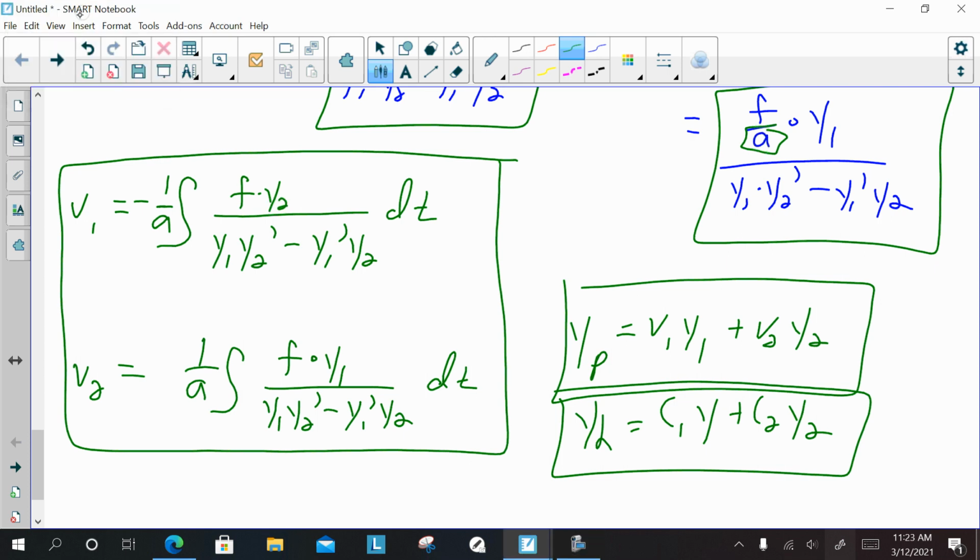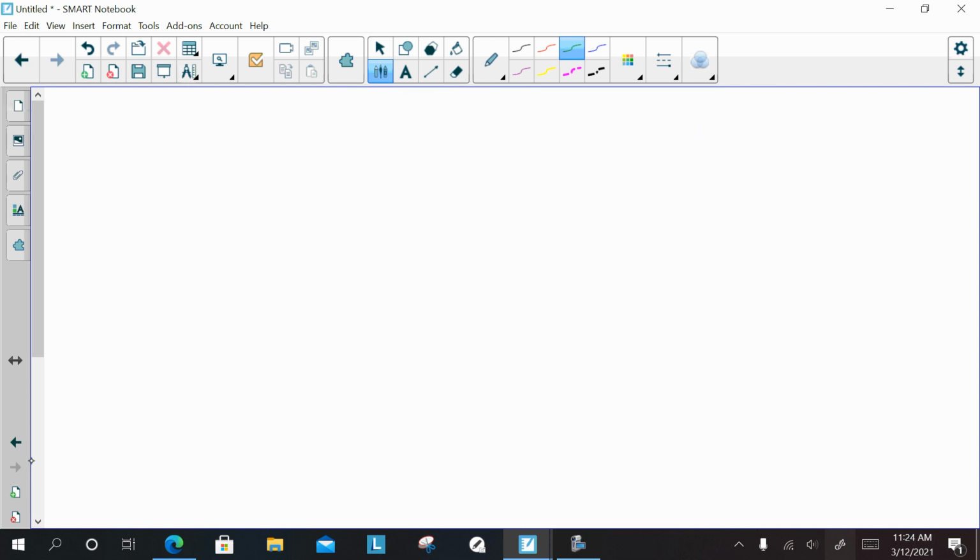So let's work through an example. Let's suppose we have the differential equation y double prime plus 25y equals 3 secant 5t. So 3 times secant 5t. So this is our f of t.